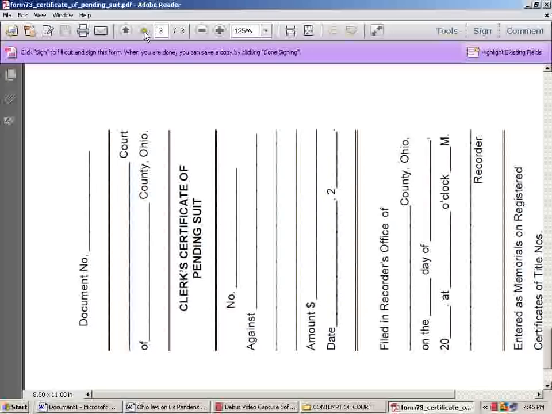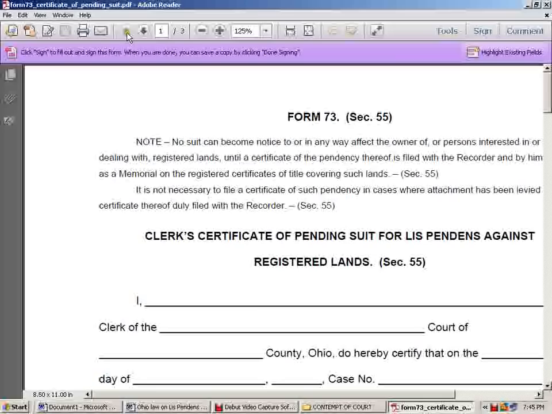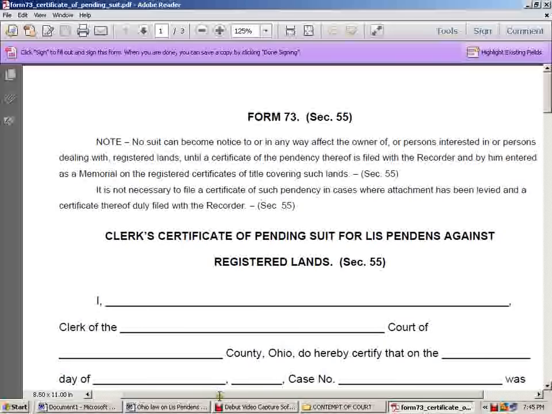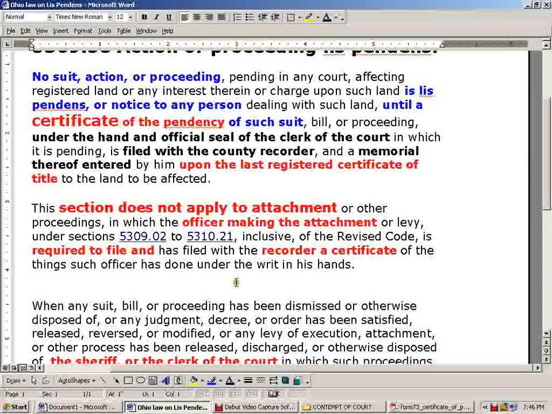Go back to the certificate of pending suit for lis pendens. Certificate of the pendency of such suit under the hand and seal of the clerk of the court in which it is pending. Right? So this is under the hand and seal of the court.